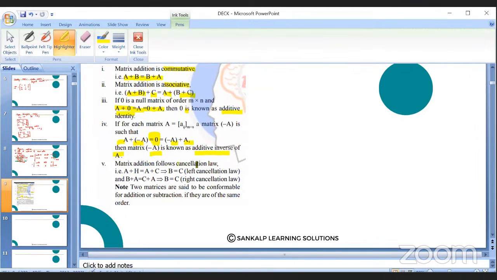Then there is the cancellation law. If A plus B equal to A plus C, then you can cancel A on both the sides and write B equal to C. If B plus A equal to C plus A, you can cancel A on both the sides and you can write B equal to C.